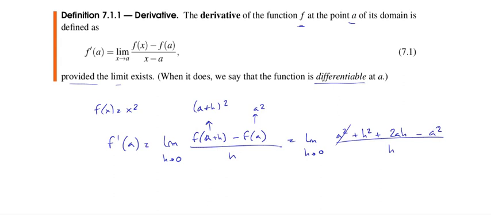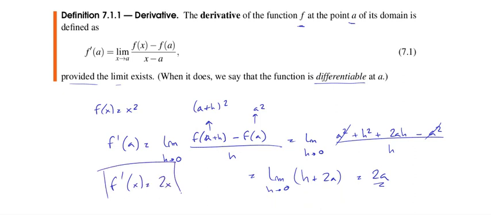So this and this cancel out, and then we have the limit when h goes to 0 of h plus 2a, or in other words 2a. Okay, now because this is true for every a, we can rewrite this like this: the derivative of x squared at x is 2x, as you will probably know.